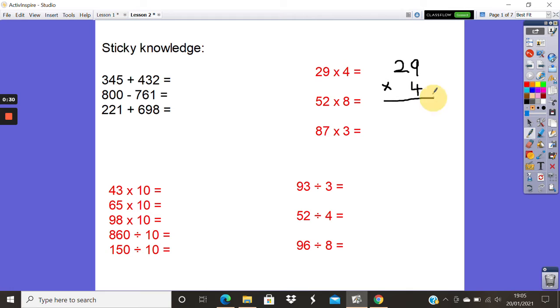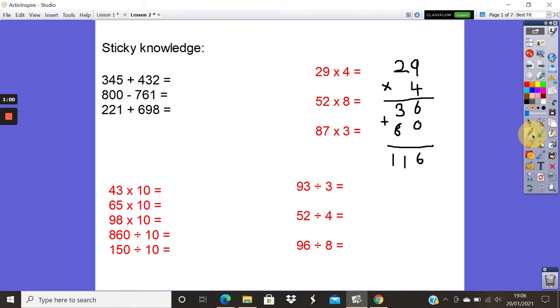9 times 4 will be 36, if counting my 4 times table. And then I've got 2 tens times 4. So I'm going to put my 0 here. 2 tens times 4 will be 8. Add those two together. 6 add 0 is 6. 3 add 8 tens is 11 tens. 29 times 4 is 116.